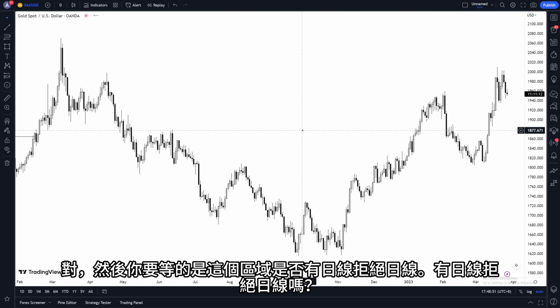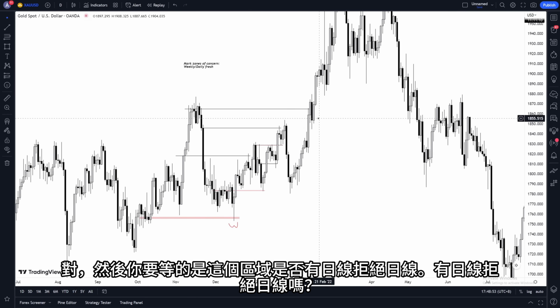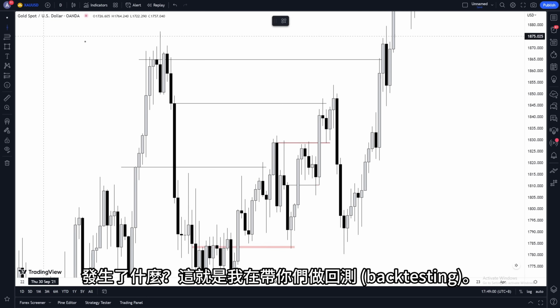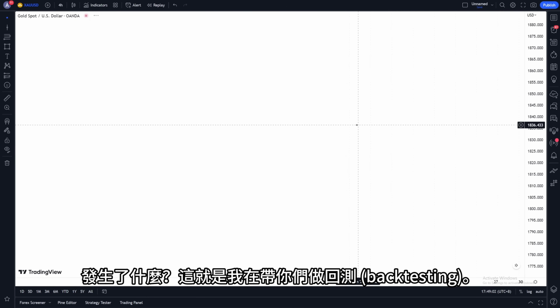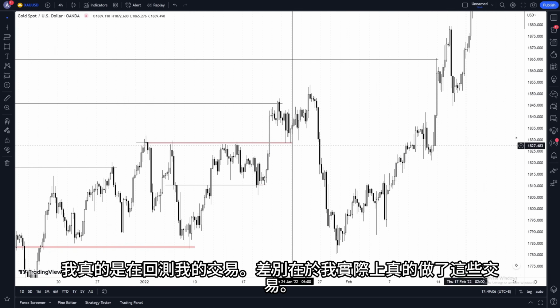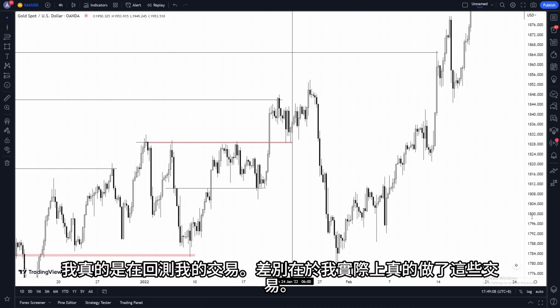right? And then what you want to wait for is whether there's a daily reject daily of the zone, right? So is there a daily reject daily? Price comes in, daily reject daily, okay. Go and look at the next day. What happened there? So this is me back testing with you guys. I'm literally back testing my trades. The difference is that I've actually taken these trades.